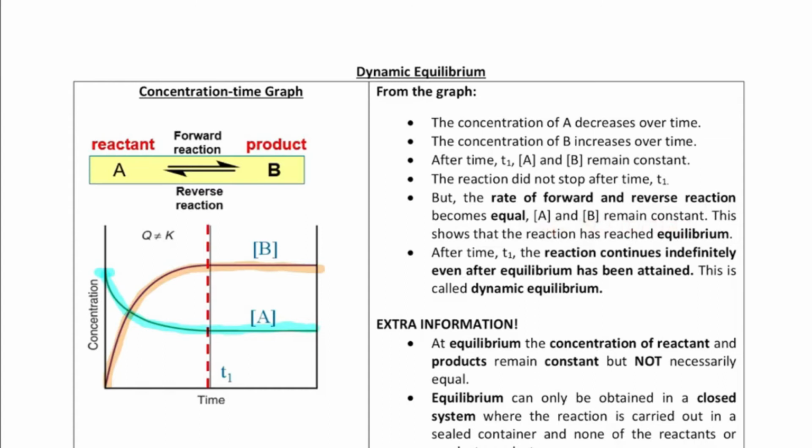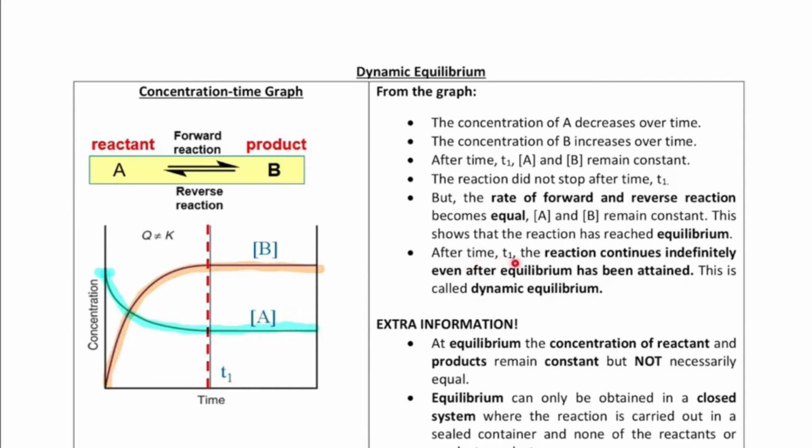Okay. So, pada masa tadi kan concentration B meningkat, lepas tu dia constant. Concentration A berkurang, lepas tu dia constant. So, dekat dia constant ni, this is what we call equilibrium. Okay. So, when the concentration of A and B remain constant, this shows that the reaction has reached equilibrium. So, reaction ni dah mencapai equilibrium.